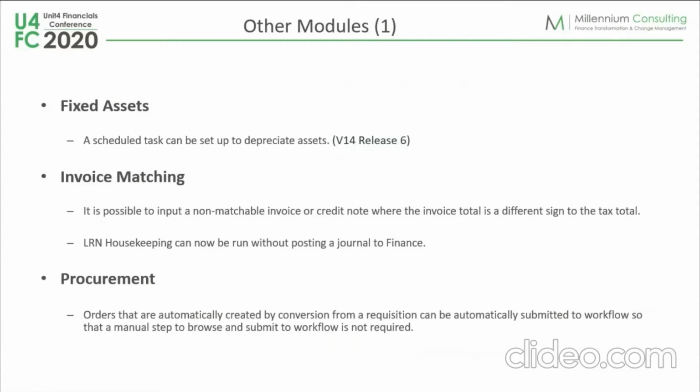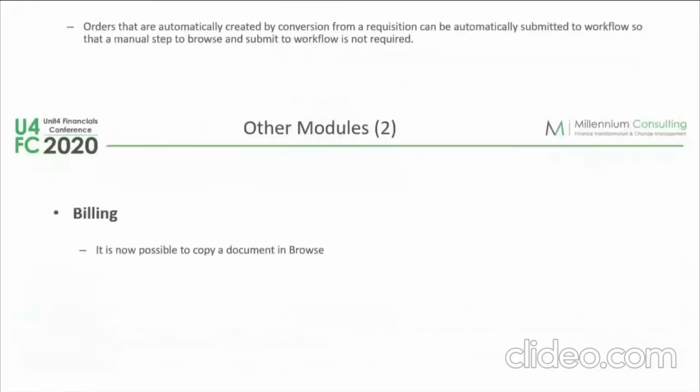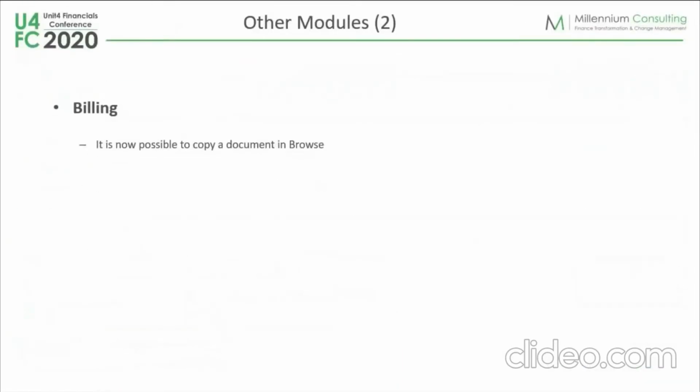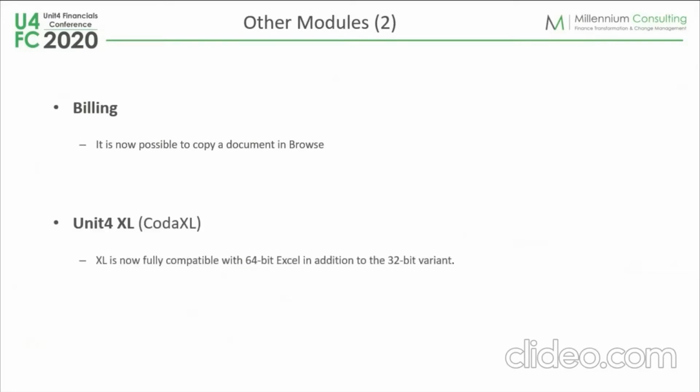Orders that are automatically created by conversion from a requisition can now be automatically submitted to workflow so that a manual step to browse and limit and submit to workflow is not required. In the new billing module released at version 14, it is now possible to copy a document in Browse. Code Excel is now fully compatible with 64-bit Excel in addition to the 32-bit variant.